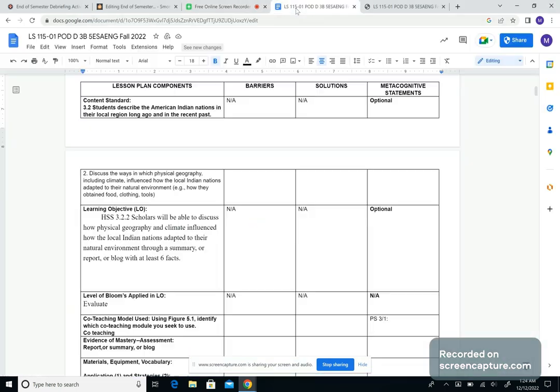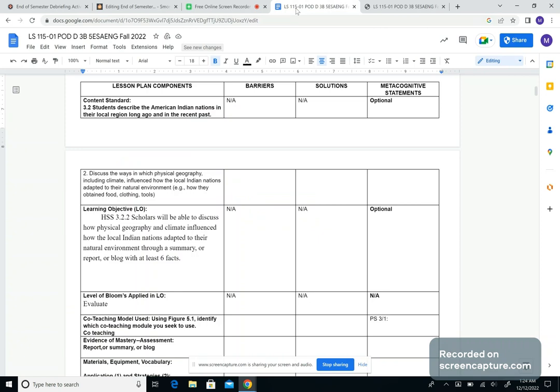Okay, let's begin. So, this next section is to talk about your favorite part of the UDL lesson plan. First, we're going to start off introducing what our lesson plan was. Our content standard was 3.2. Students describe the American Indian nations in their local region long ago and in the recent past.